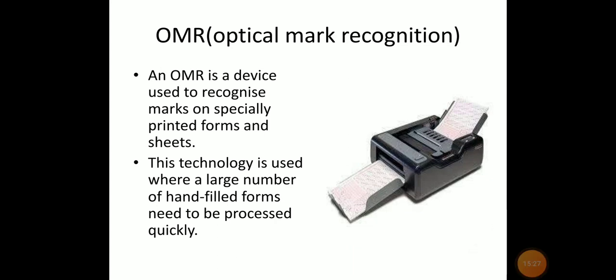the OMR sheet is used in exams where the student can mark their answers, and the OMR reader then recognizes those marks and gives output with proper checking. OMR does the checking of only those sheets having a mark. This technology is used where a large number of hand-filled forms need to be processed quickly.